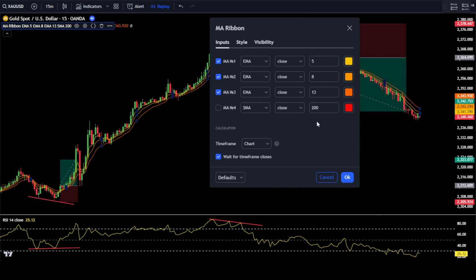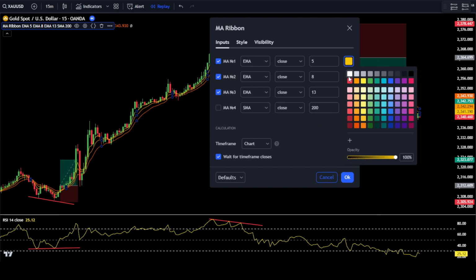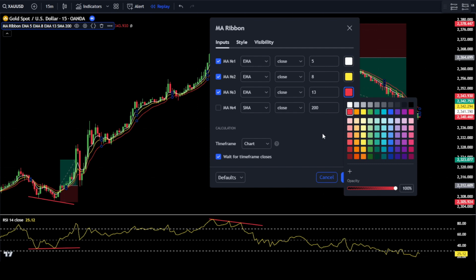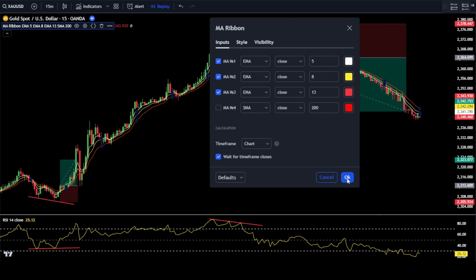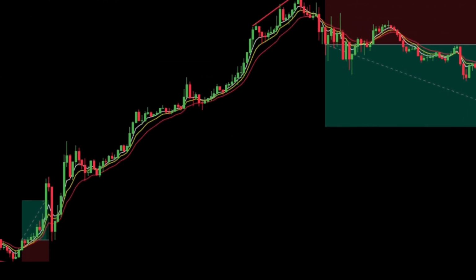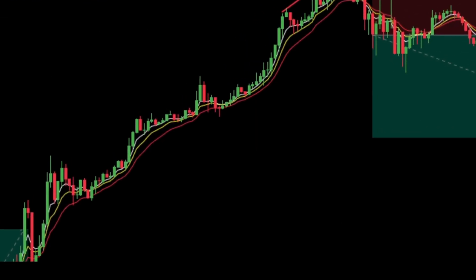For the colors of each EMA, adjust them according to your preference. However, if you want to follow my settings, change the color of the first EMA to white, the second EMA to yellow, and the third EMA to red. Once done, click OK to confirm the changes. These EMAs will be used as a trend guide as well as confirmation for placing orders in the market.